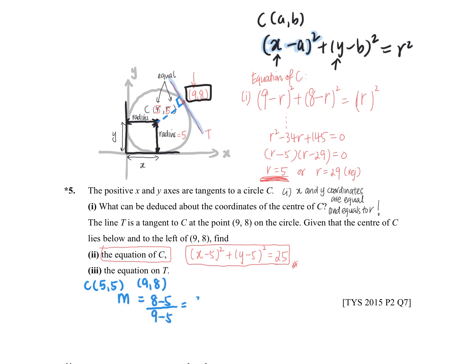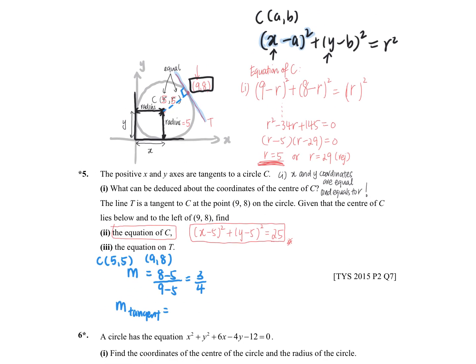So I get 3/4. So what is the gradient of the tangent line then? 3/4. Remember negative reciprocal? Oh, then it's minus 4. M is gradient. Minus 4 over 3. So remember, reverse the sign, flip. Then you get the gradient of the blue line. So with the gradient, with the point 9, 8, I can find the equation of T.